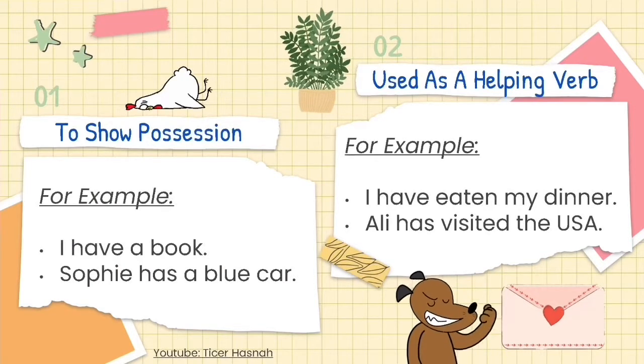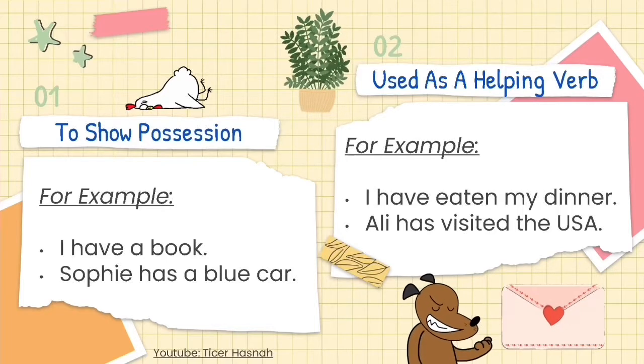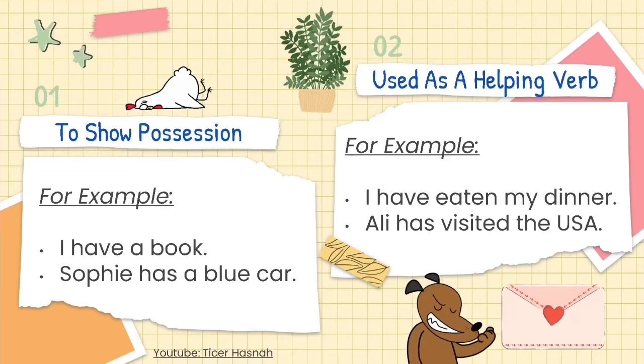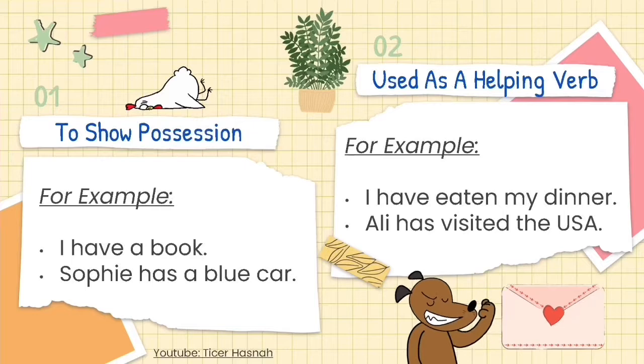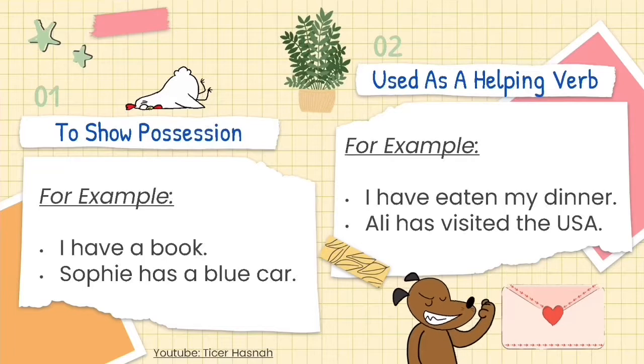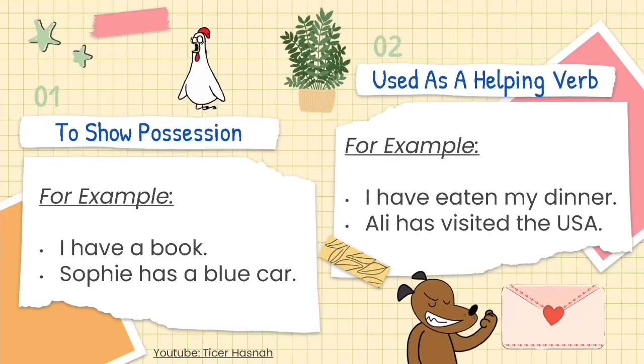The first is to show possession. For example, I have a book. Sophie has a blue car. So this example shows the ownership of something. In the first example, the book belongs to me. And in the second example, the blue car belongs to Sophie.